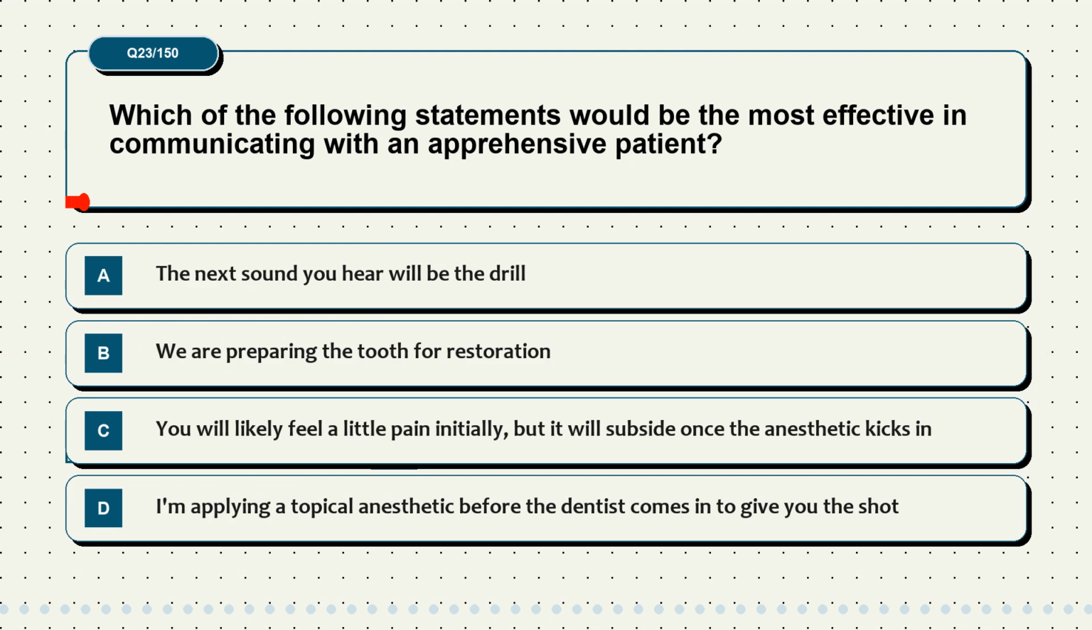Question 23. Which of the following statements would be the most effective in communicating with an apprehensive patient? Here are the options. Option A. The next sound you hear will be the drill. Option B. We are preparing the tooth for restoration. Option C. You will likely feel a little pain initially, but it will subside once the anesthetic kicks in. Option D. I'm applying a topical anesthetic before the dentist comes in to give you the shot.